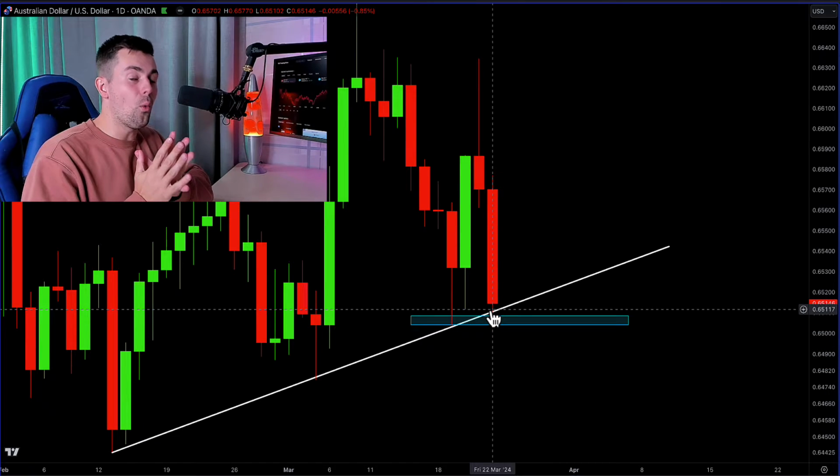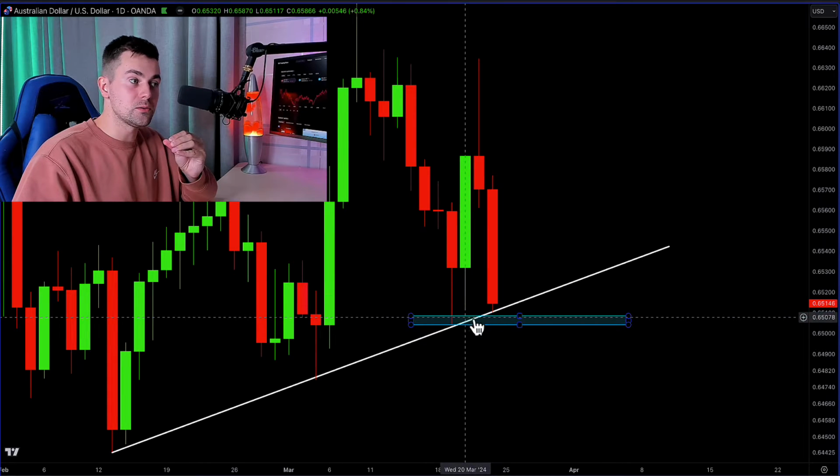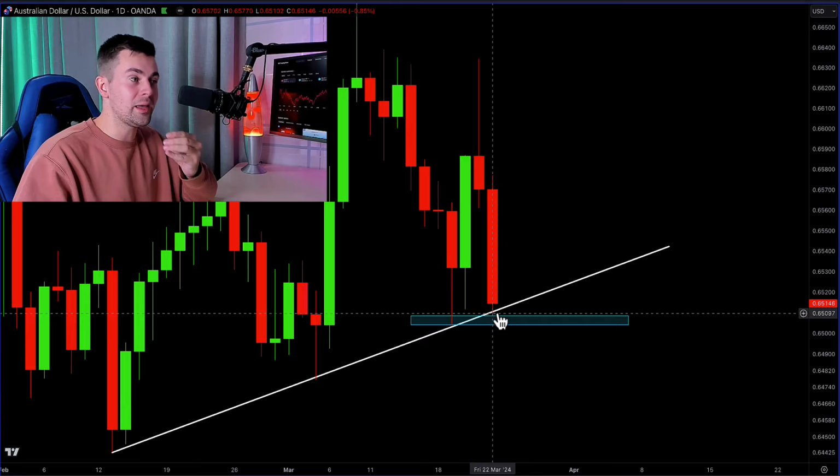The test of that trend line is a signal for us to start analyzing lower time frames and look for continuation to buy the pair from that trend line. The second time frame that we will apply is the 4-hour time frame. On the 4-hour time frame, we will look for the patterns that confirm our predictions.